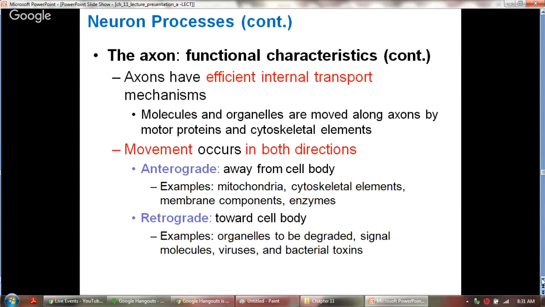Another function is that axons have efficient internal transport mechanisms. Molecules and organelles are moved along the axon by motor proteins or cytoskeletal elements. The movement of these elements can occur in both directions. There are two types: anterograde, which is away from the cell body, or retrograde, toward the cell body. Toward the cell body, examples would be organelles to be degraded, signal molecules, viruses and bacterial toxins, and so on.